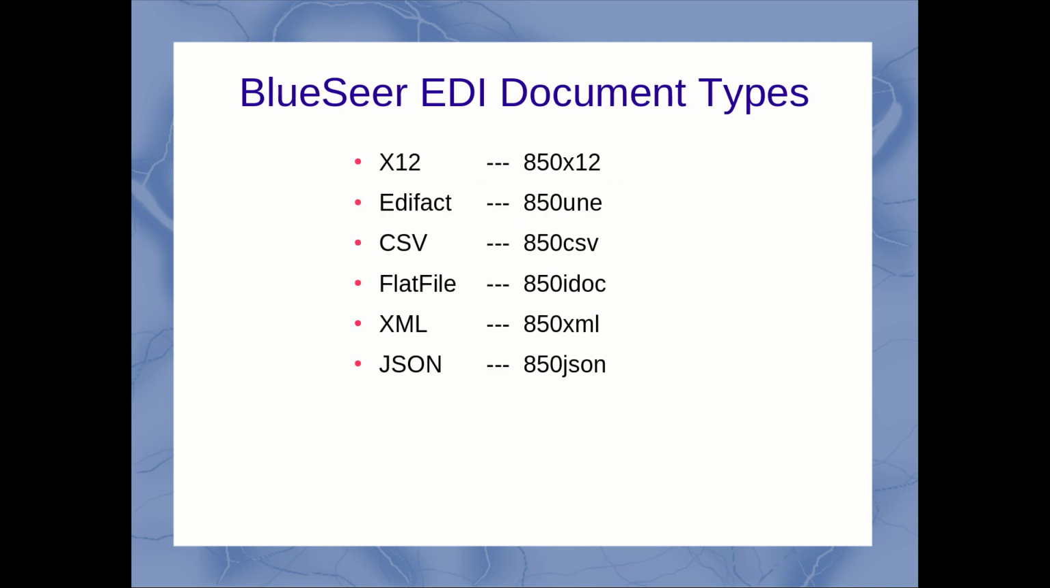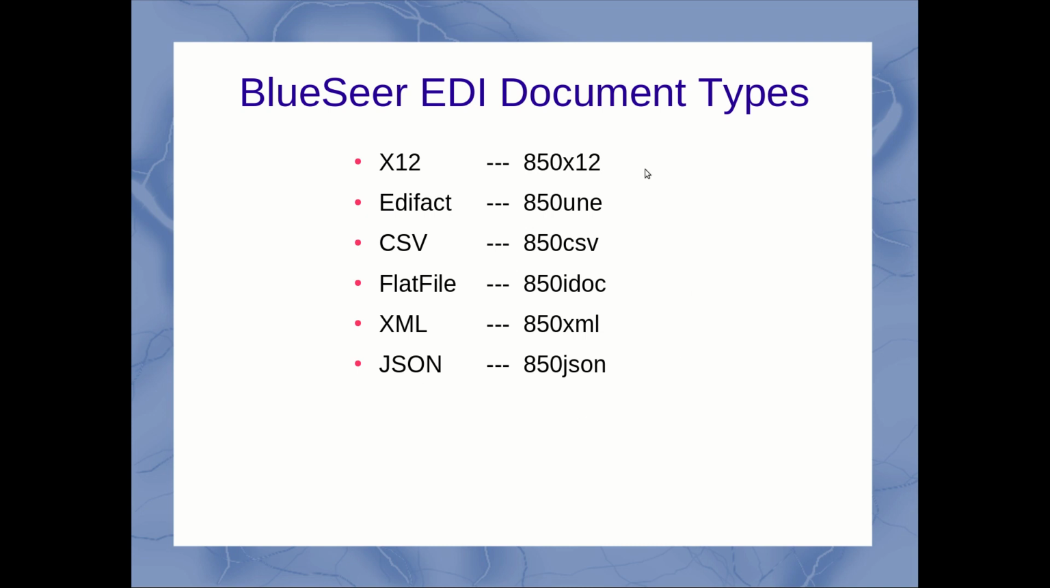Blue Seer now supports 6 different formats. It supports X12 and EDIFACT, which you do not need document recognition rules for because the engine automatically processes those. CSV are delimited files. Flat files, also called positional files, and iDoc fall within this classification. Then XML files and JSON files.